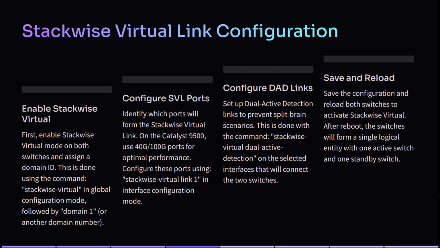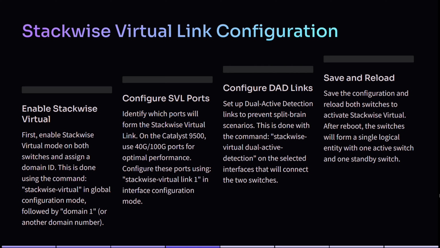StackWise Virtual Link configuration. Enable StackWise Virtual. First, enable StackWise Virtual mode on both switches and assign a domain ID. This is done using the command stackwise-virtual in global configuration mode, followed by domain 1 or another domain number.